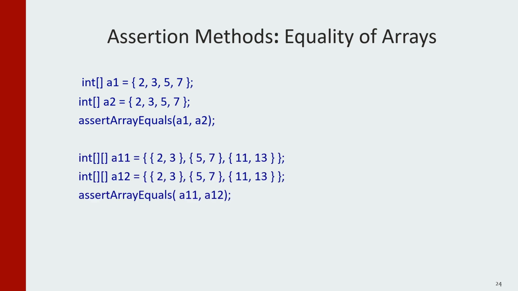Another thing I'd like to point out is that you can have multidimensional arrays, and you can use assertArrayEquals for multidimensional arrays as well. And so this example will also work out because it's 2, 3, 5, 7, and 11, 13 written out as a 2D array, but all the elements are going to be the same at the same spot.